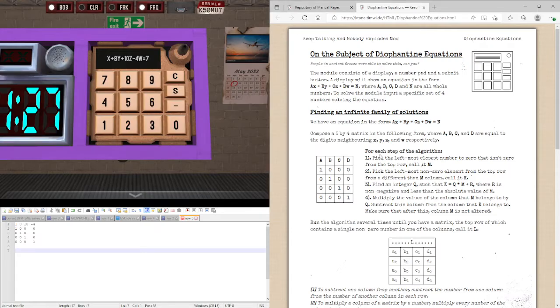And now it asks us to pick the leftmost closest number to 0 that isn't 0 from the top row. In this case, we've got a lucky case of 1. Because if we look in the next row, pick the leftmost non-zero element in the top row that's different from the M column. Since we have 1 here, and we can't have fractions, we're going to be using this column for all of our calculations. So this is a lucky case.